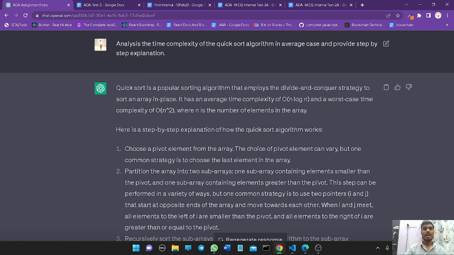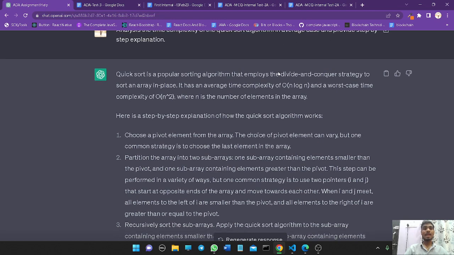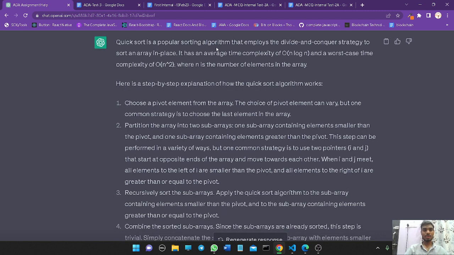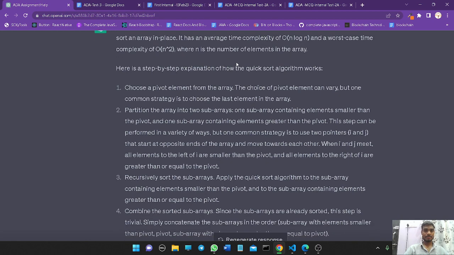First question is, analyze the time complexity of the quick sort algorithm in the average case and provide a step-by-step explanation. And the solution is, quick sort is a popular sorting algorithm that employs the divide and conquer strategy to sort an array in place. It has an average time complexity of big O of n log n, and the worst case time complexity is big O of n square, where n is the number of elements in the array.